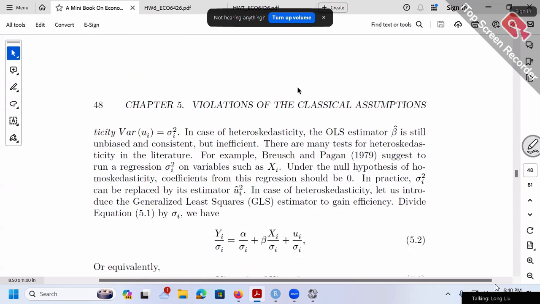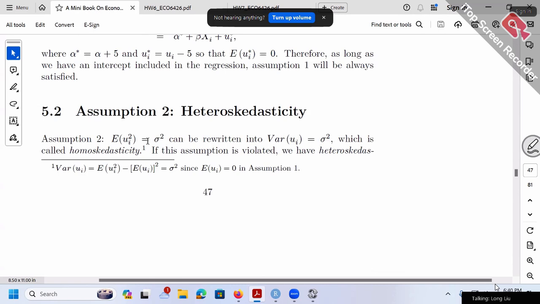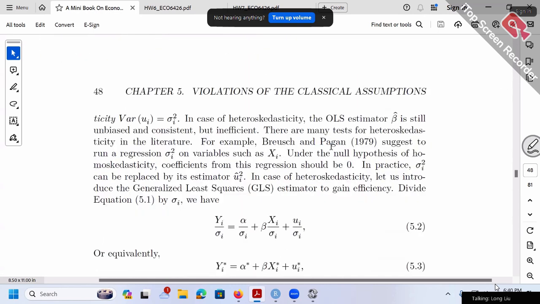Beforehand, our U i violated our nice assumption of constant sigma square, so we are in the case of heteroskedasticity. That's why we call it U i is not nice. So let's do a transformation. Transform U to be U star. U is not nice, which violates our assumption two, so let's transform U into U star. Hopefully U star is nice again, in the sense that U star is going to satisfy assumption two again. That's basically the theory.